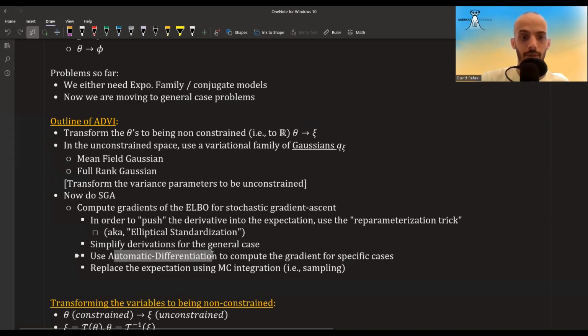At that point, we will move to automatic differentiation, and we will replace the expectations because we pushed the gradient inside the expectation, but we are not really going to compute now the expectation, which is an integral. We'll just use MC integration instead.